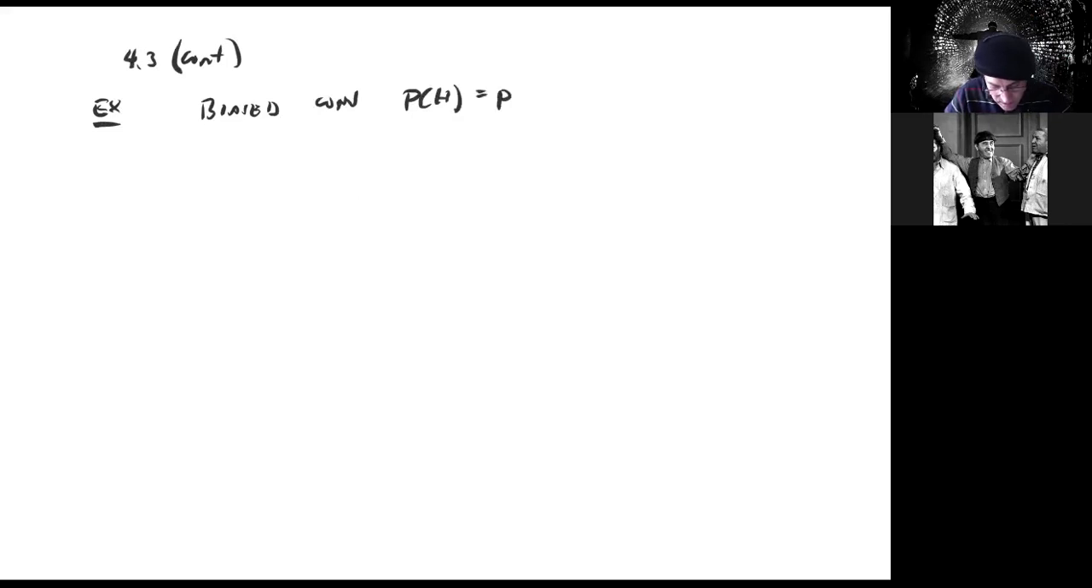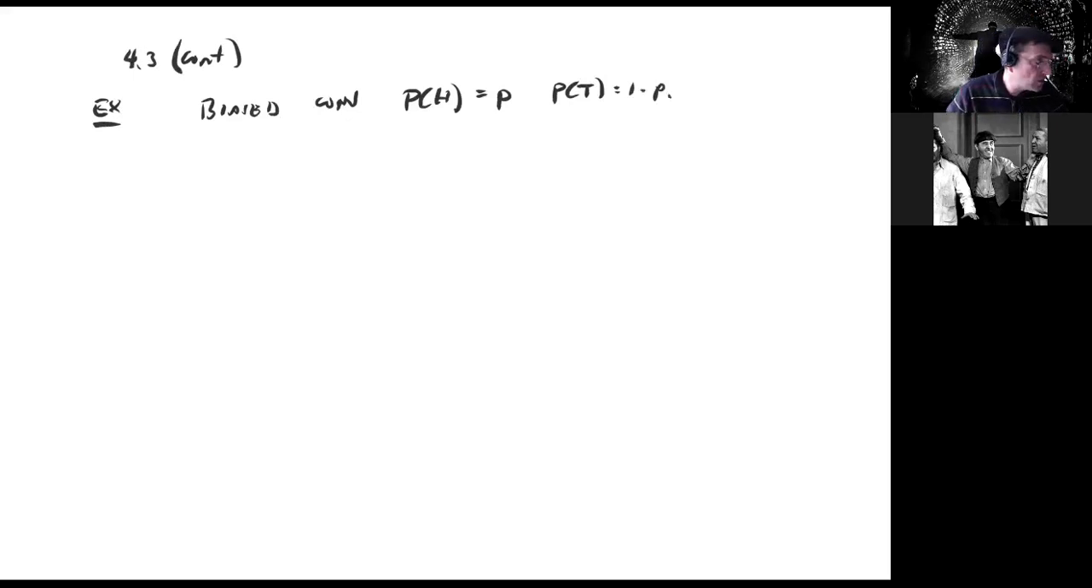So this is the continuation of section 4.3, and I just want to do the following example today. So instead of talking about people and giving birth to children, let's talk about a biased coin. So the probability of heads is P, and therefore the probability of tails is 1 minus P.